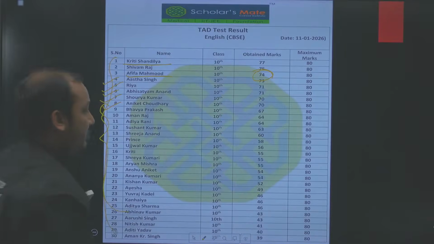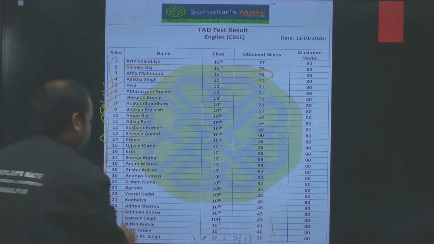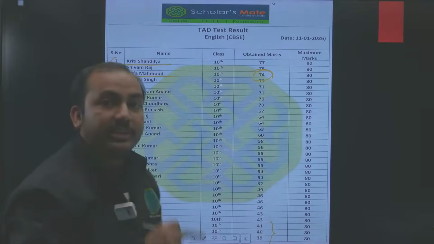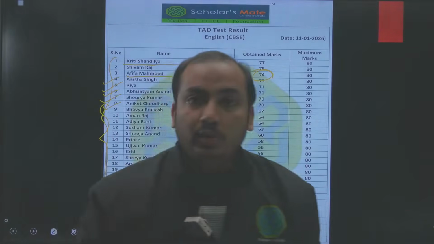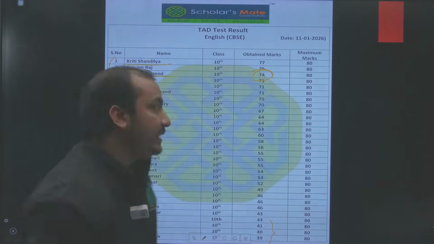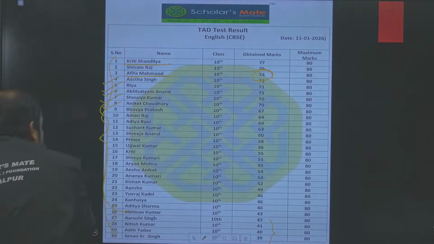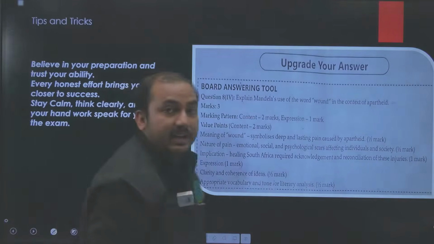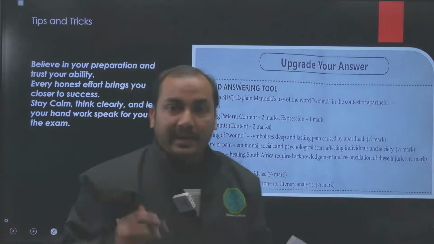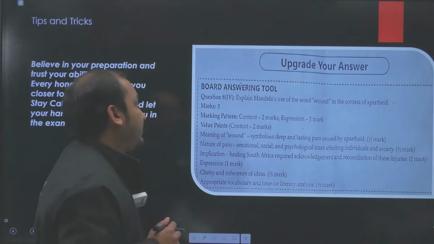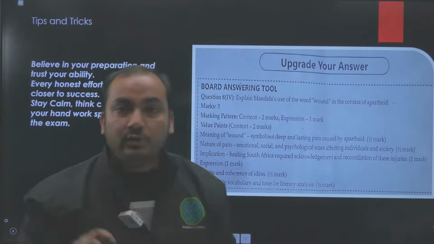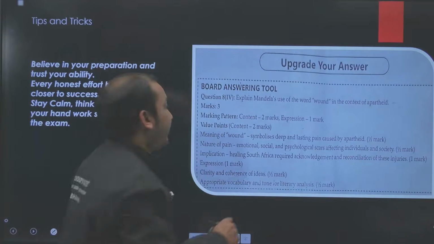And some of the students who got less marks, you have to think and stay connected with me till the end of the session, because I'll tell you what approach you have to use while writing the answer paper. Okay, so let's move. Before starting the discussion, I'll tell you the distribution of the marking scheme while you write an answer. Suppose a question is of 5 marks, what should be the distribution?